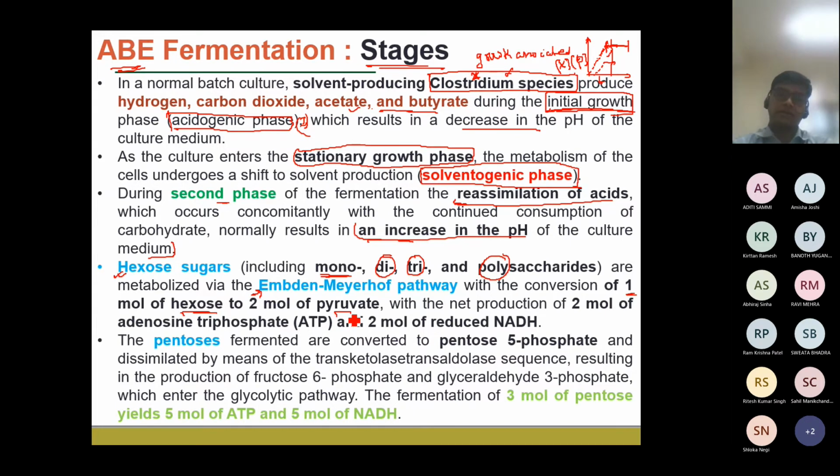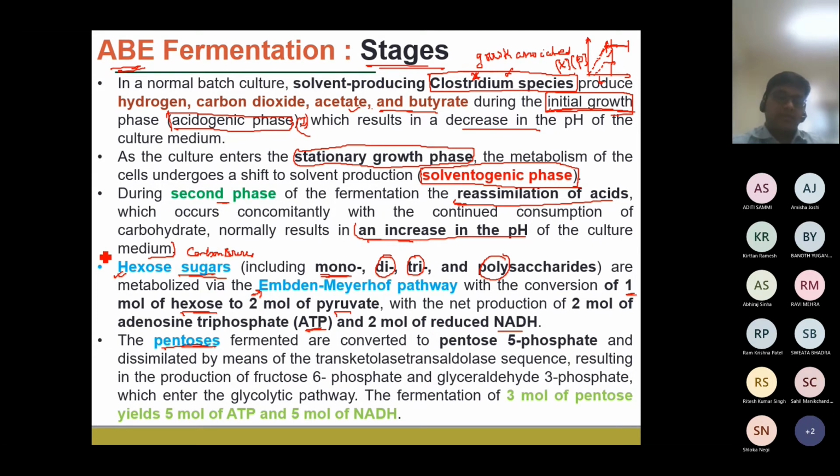Okay, and there is a production of 2 moles of ATP along with the production of 2 moles of NADH. So what is the carbon source that is being used? We have hexose sugars, and in terms of hexose sugars, different di-, tri-, and polysaccharides can be used. However, one interesting thing is that the pentose sugars can also be used in the fermentation media.